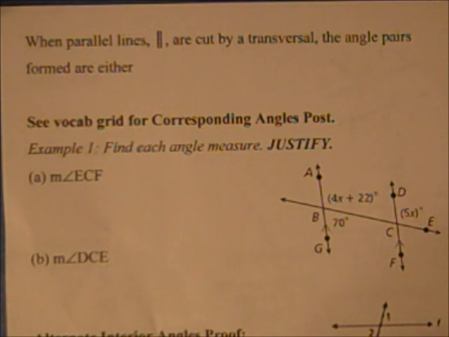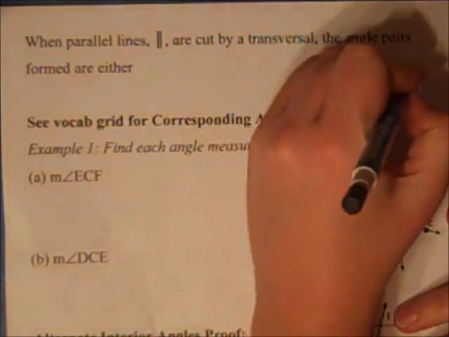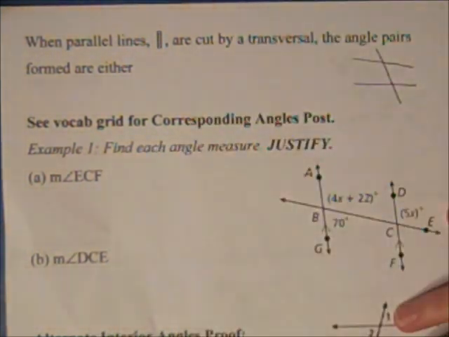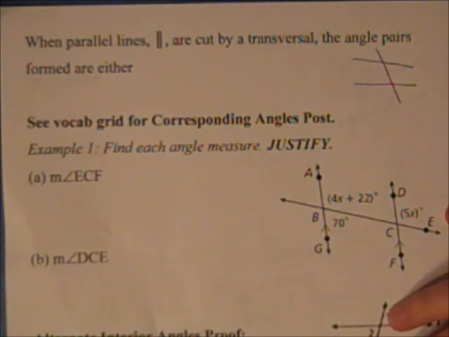We're going to still be talking about alternate interior, alternate exterior, those kinds of angles we learned about last night. Only now we're going to be talking about their measures if the lines are parallel. So before, the lines that weren't the transversals, we didn't care if they were parallel or not. They could be or they didn't have to be. But today we're going to be more specific.